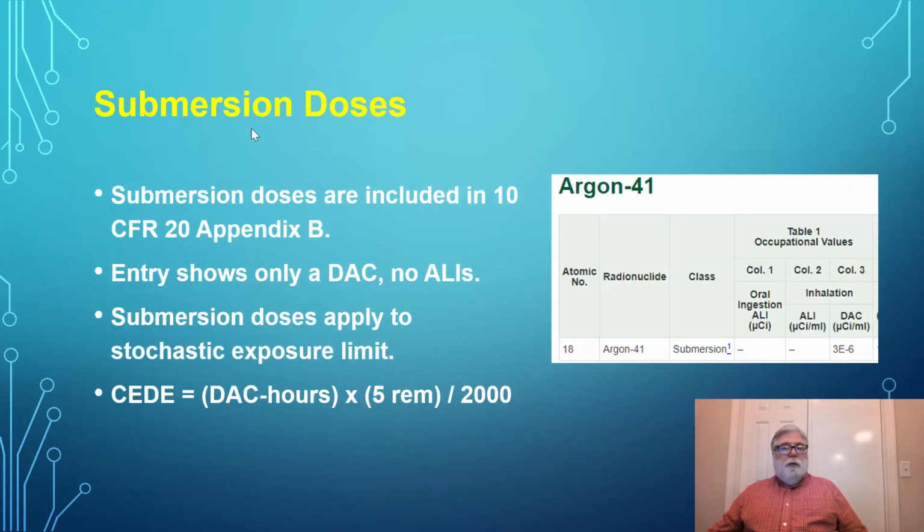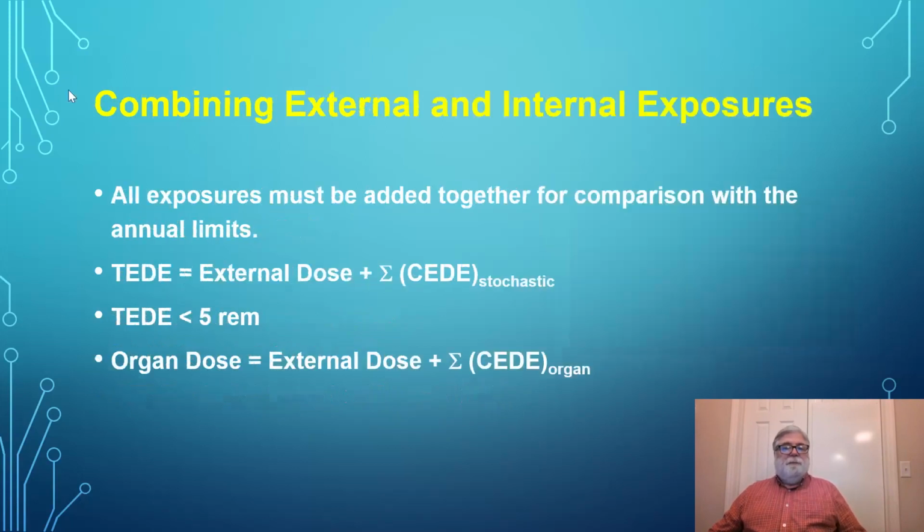So for noble gases, for inert gases, there is a class of exposures that are called submersion doses. The dose is due to external exposure, and there is no intake, so there won't be an ALI, but there is a concentration limit that contributes to the external exposure. That concentration is in DAC hours. The concentration is in DACs. The exposure is in DAC hours. And again, the effective dose equivalent from exposure to inert gases is the DAC hours times 5 rem divided by 2,000 DAC hours.